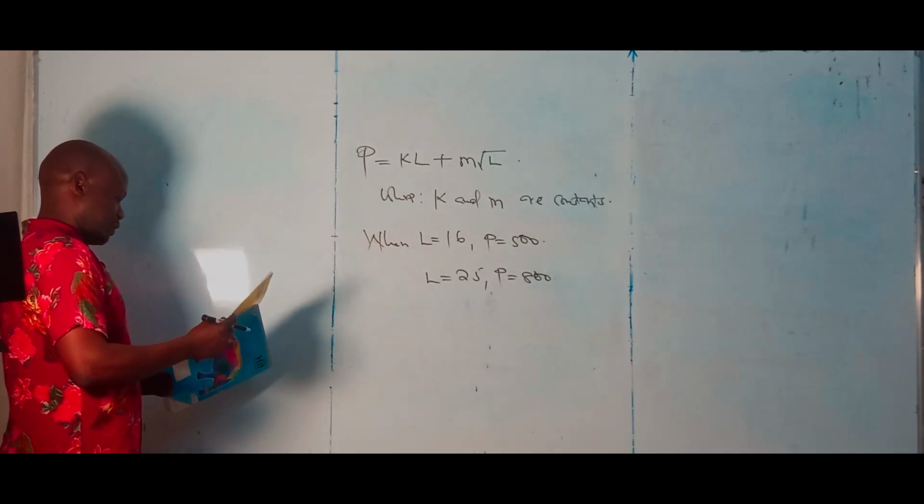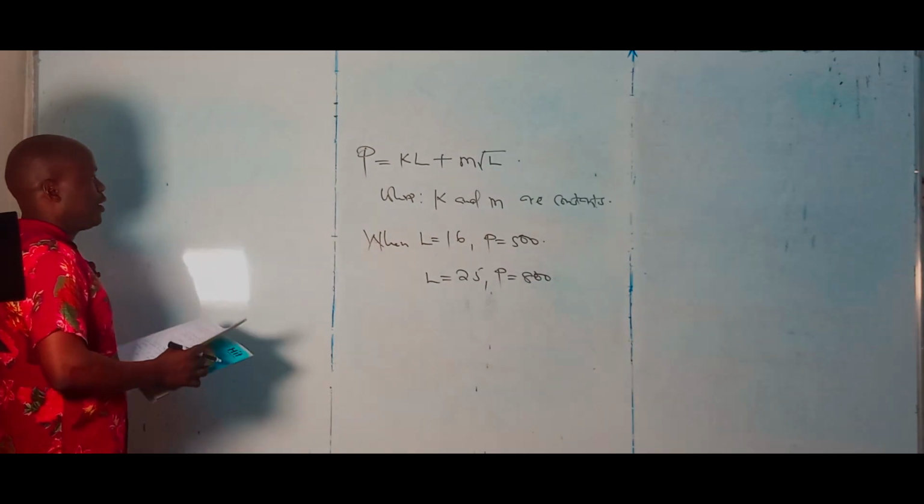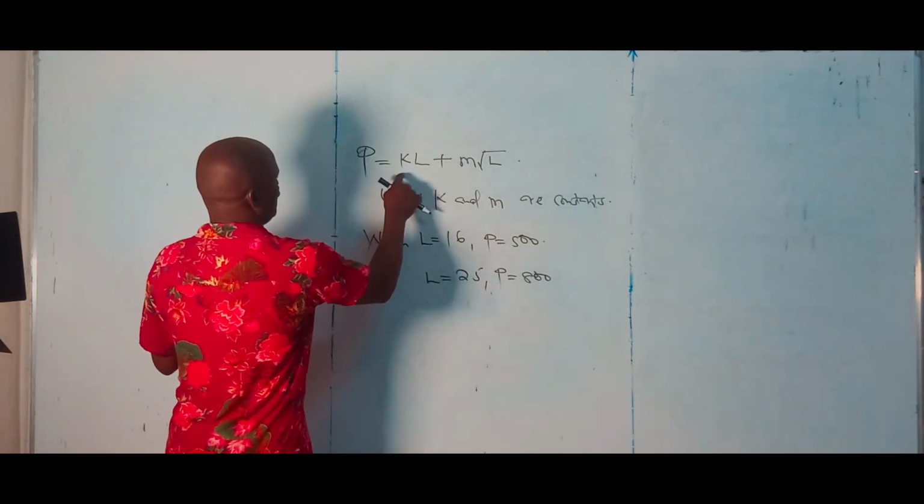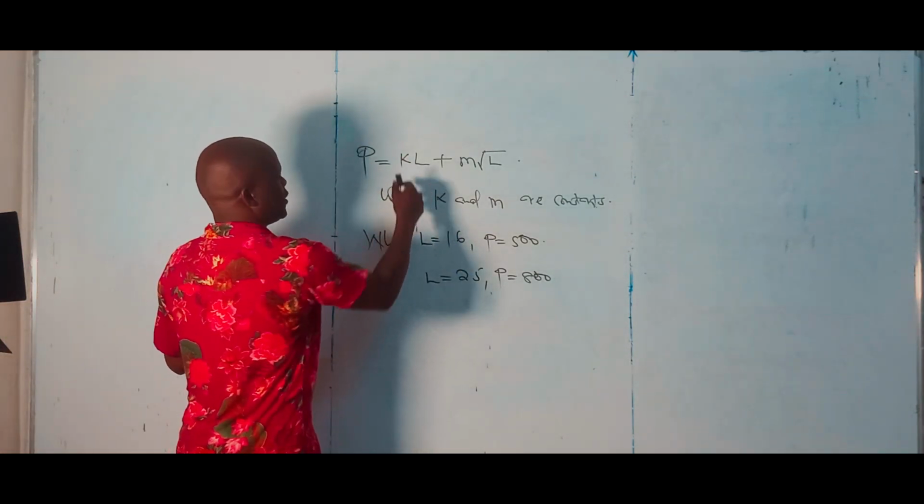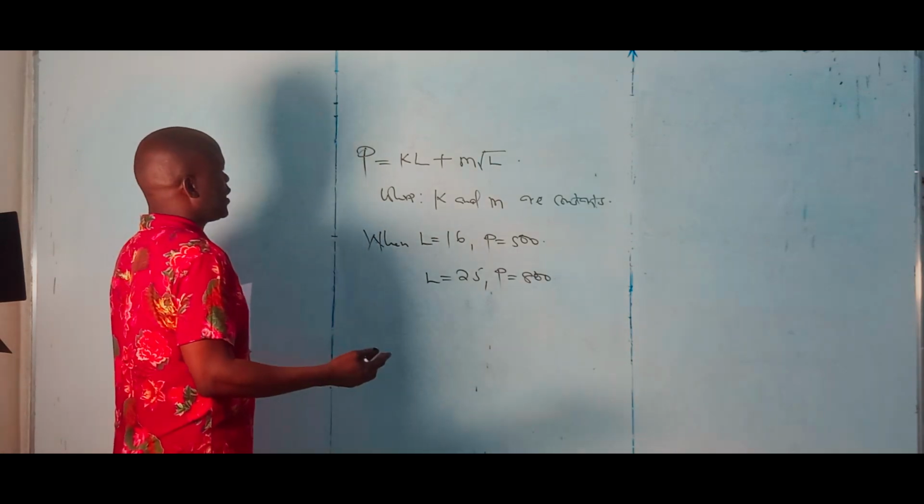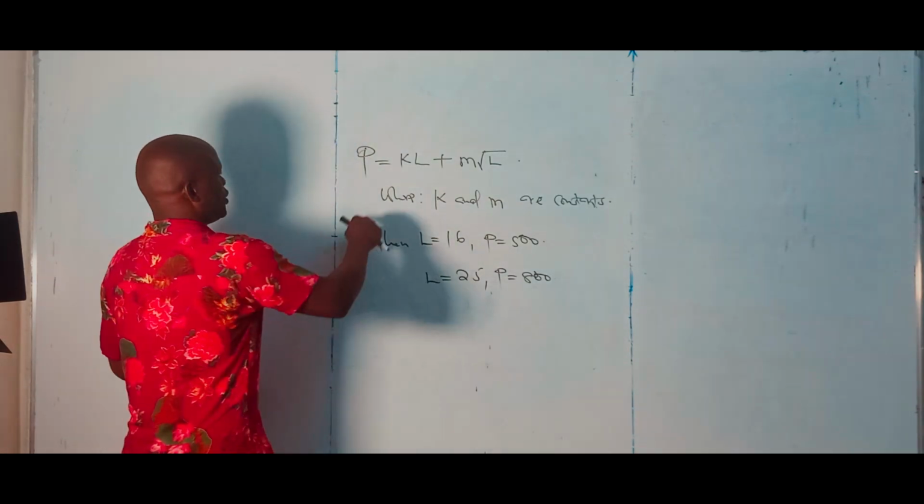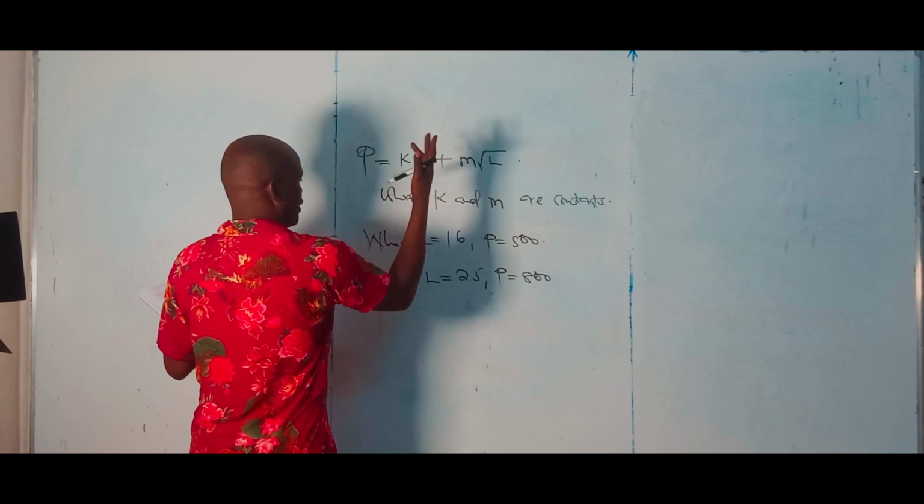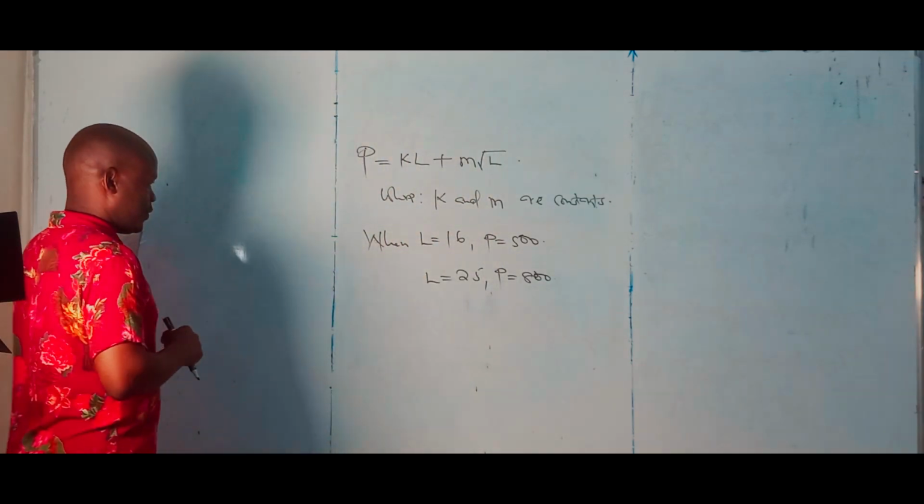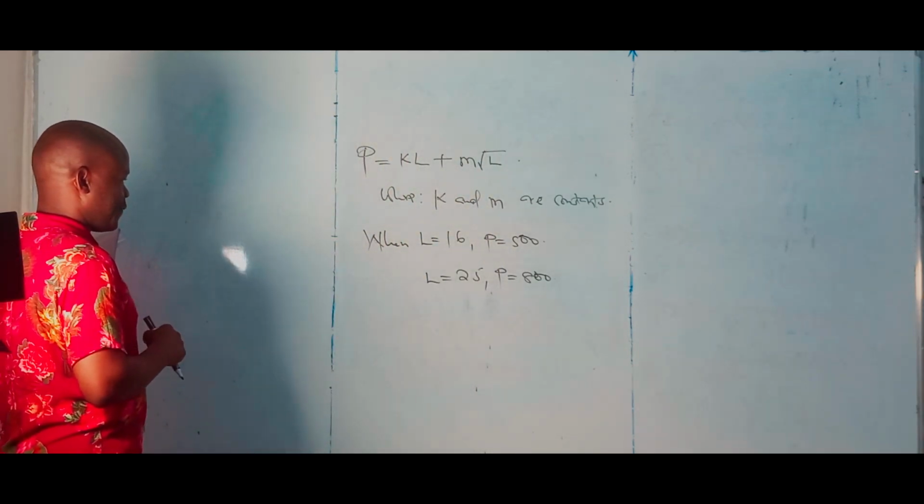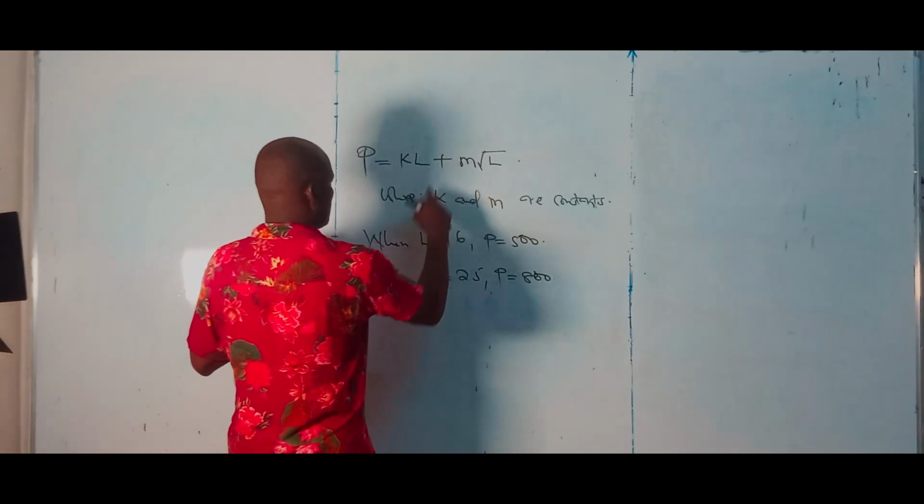So we are asked to determine the relationship between P and L. That we can only do if we specify the values of the constants. So the next assignment that we set out for is having to find the value of K and M. And this is how we proceed. We substitute these values here.